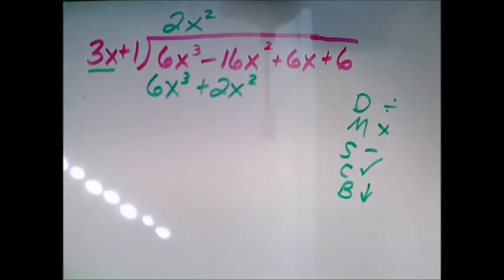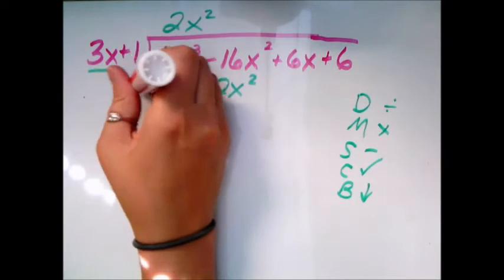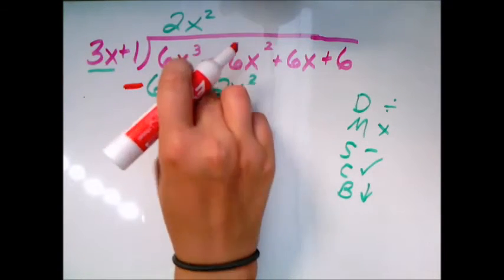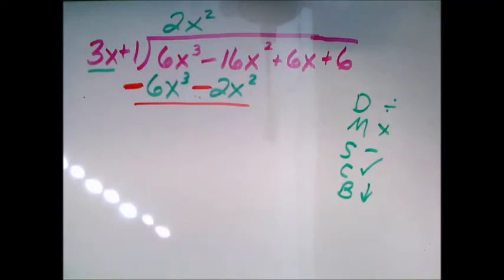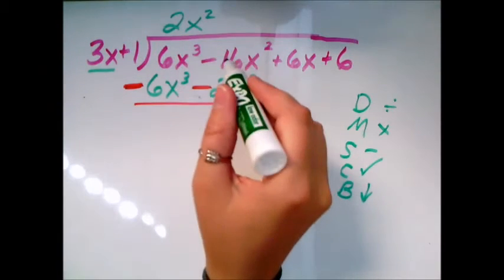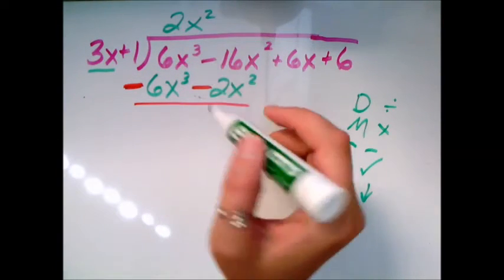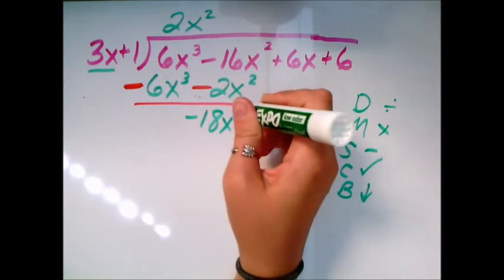And so now we're on to subtract. I would say the biggest thing in subtract is make sure we're subtracting the whole thing. So I like to just distribute the minus right away and say it's minus this and minus this. And so 6x to the third minus 6x to the third cancels, which is good. We put the right thing up top. And negative 16 and negative 2x squared gives me negative 18x squared.